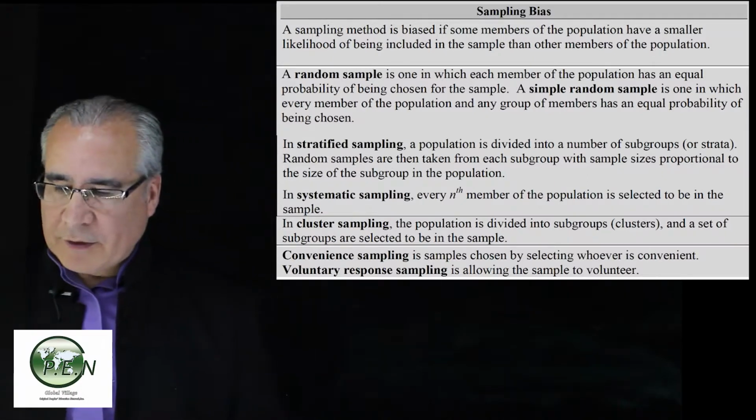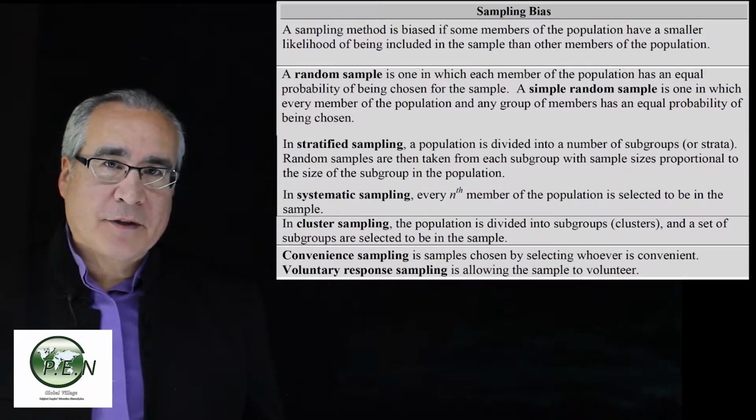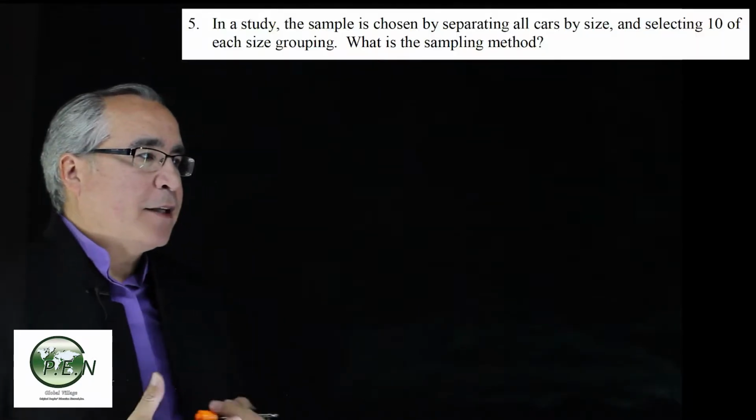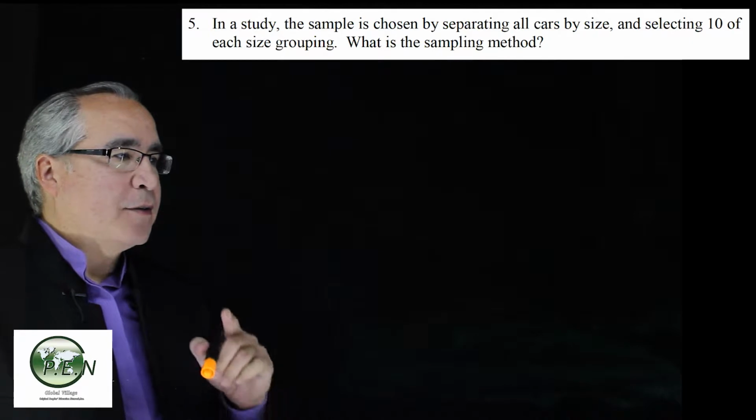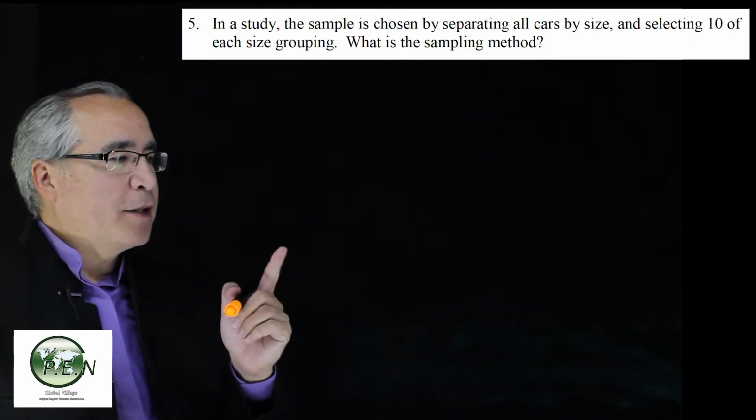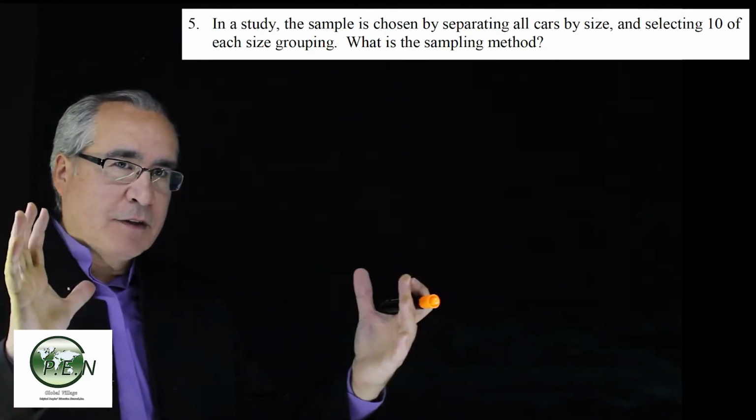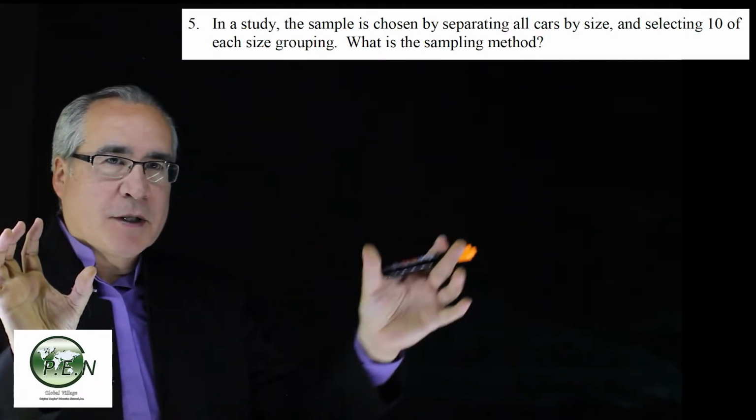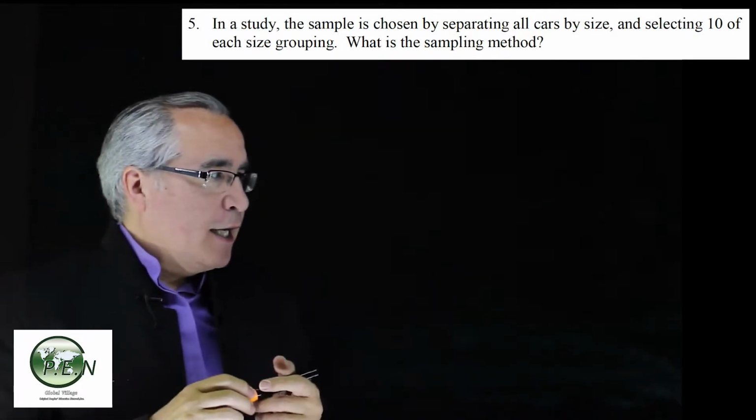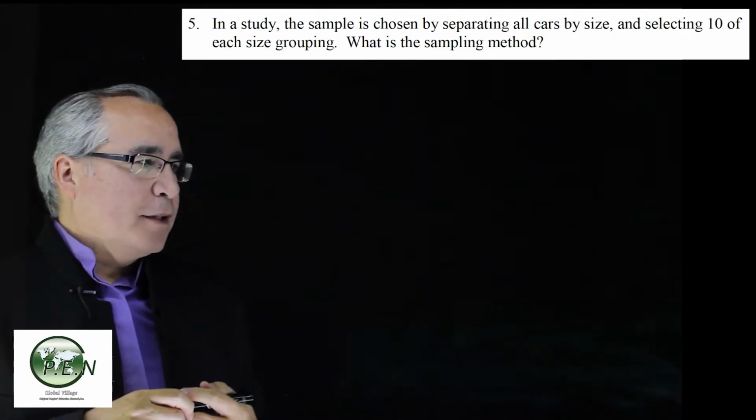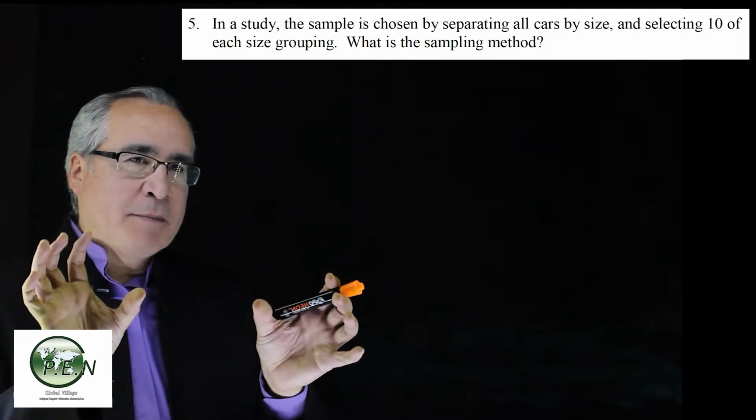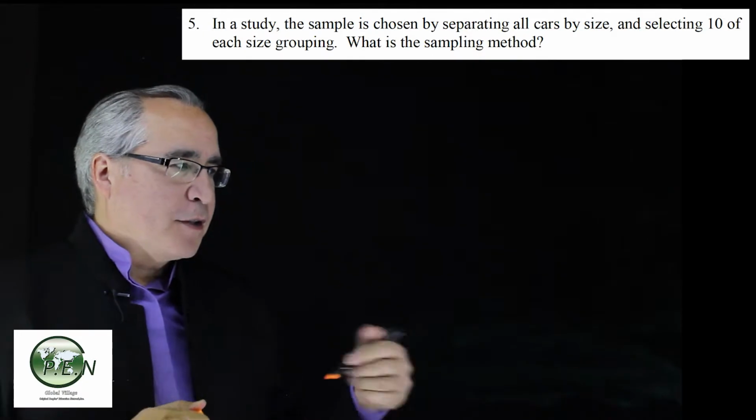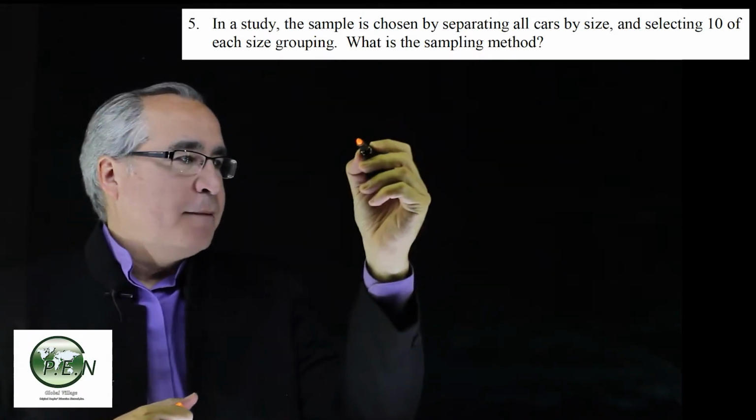Okay, so let's see how this applies to a few other questions. So question 5 here, we're asked to choose what was the sampling method. So in a study, the sample is chosen by separating cars by size. So we have this population or this group of cars. We make small cars, medium cars, large cars, and then we select 10 from each of these groupings. Well, what we've done in moving them by size is we stratified the cars, and so the subgroups are selected from there.